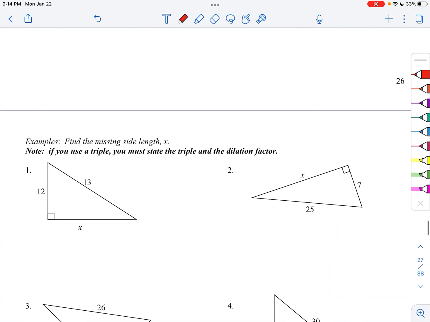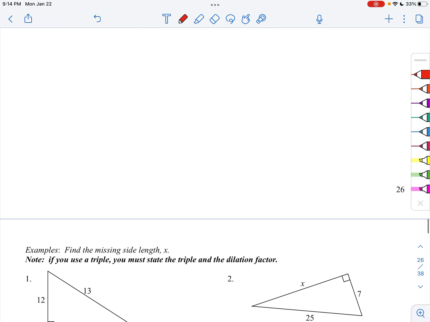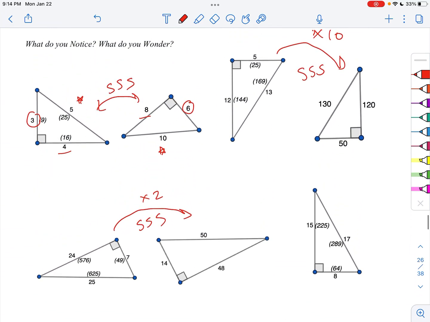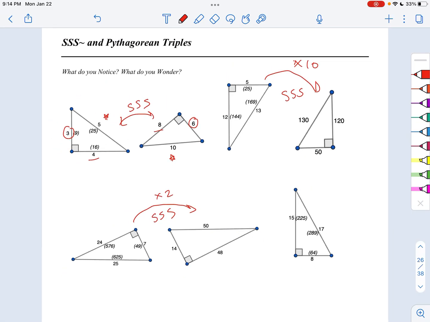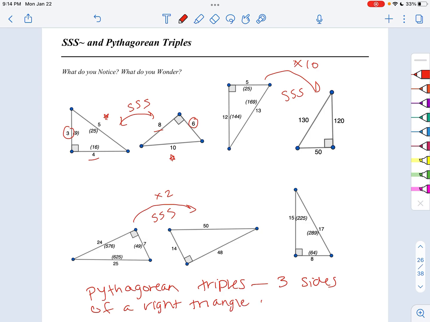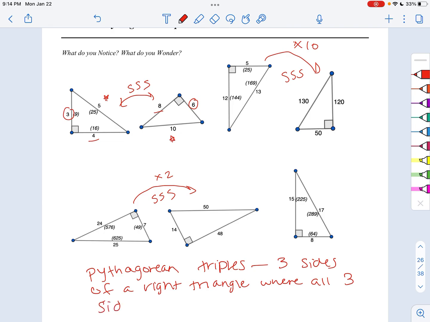What you are actually observing is a set of triangles that are all right triangles, and they are what we call Pythagorean triples. With Pythagorean triples, they are 3 sides of a right triangle where all 3 sides are integers, meaning they are all whole number values, right?